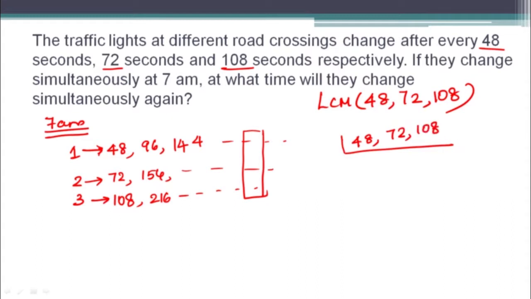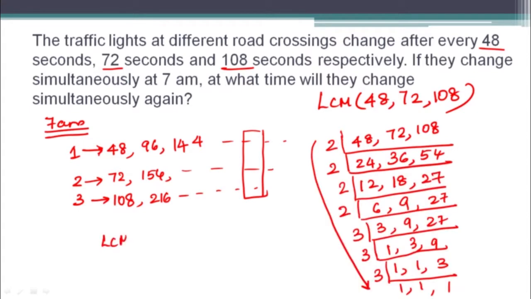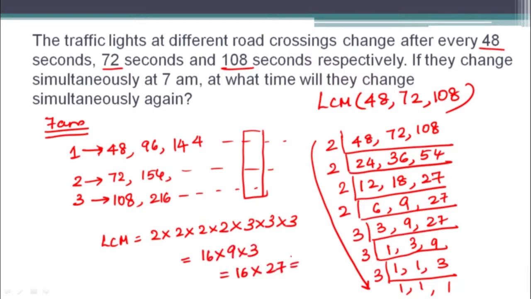So here I am going to use the long division method that we use for finding out the LCM. So what is the LCM? The LCM of the given numbers is nothing but 2 multiplied by 2 multiplied by 2 multiplied by 2 multiplied by 3 multiplied by 3 multiplied by 3. 16 multiplied by 27 is the answer that you are looking for. That is equal to 432. So the answer is 432 seconds after 7 am. That's when all of these lights will change simultaneously.